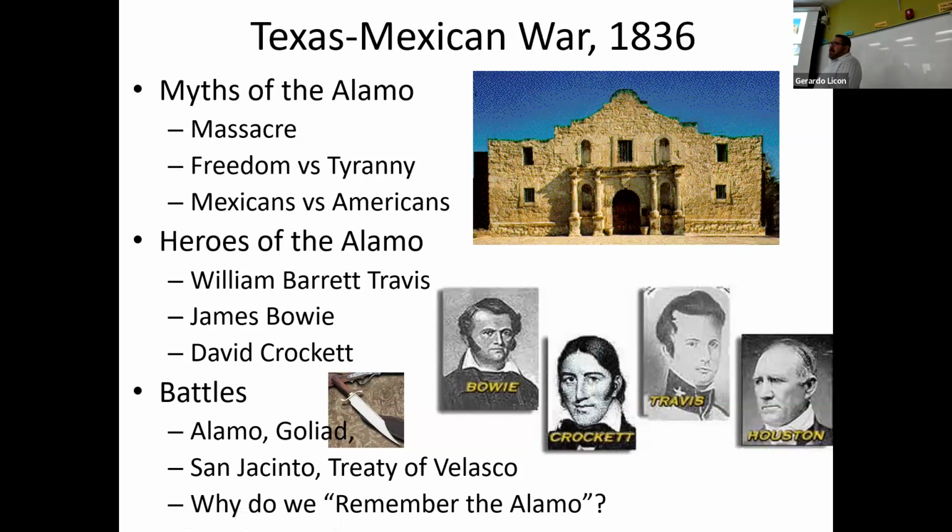And Bowie came to Texas because after the Louisiana Purchase, he made fraudulent land grants where he claimed that Spain had given him millions of acres of land. And by the 1830s, they figured out that his land grants had been forged, were falsified, were not real. And so then he fled the US and went to Texas.